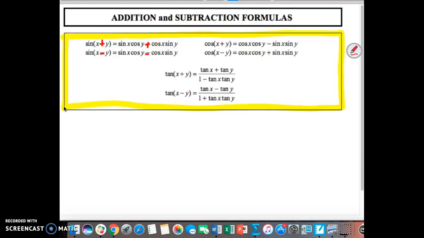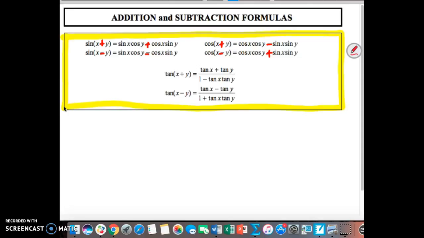If you have cosine of x plus y, you will have cosine of x times cosine of y minus sine of x times sine of y. So when you take cosine of two values that are being added together, remember the cosine comes first and then the sign change. So it's cosine minus sine. And then vice versa, if you have cosine of x minus y, you'll still have cosine out in front, but then you'll have that sign change, so it'll be adding the sine of x times sine of y.